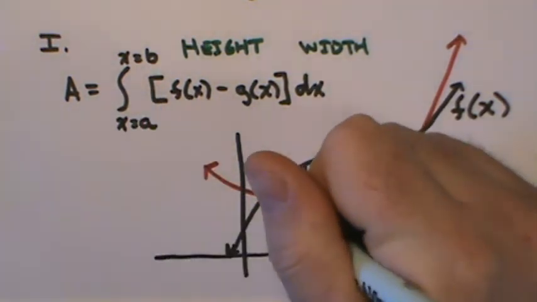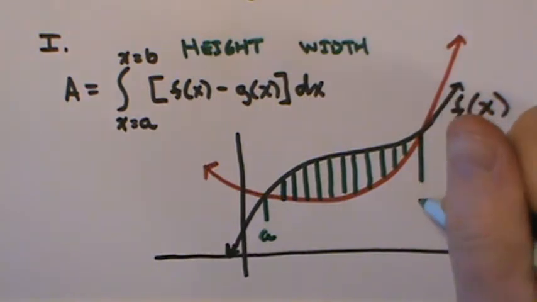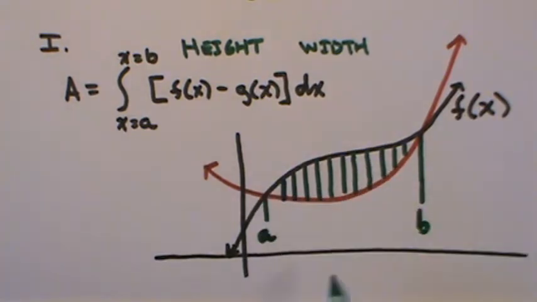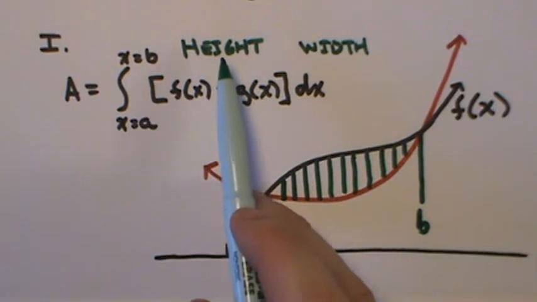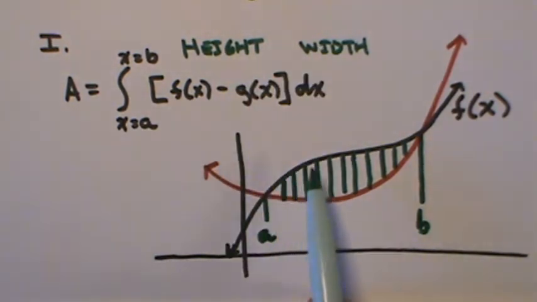So you're starting here at A, and you're ending here at B, where these two things happen to intersect in this drawing. So you go from A to B, and you add all those up, and it was nothing more than adding up a bunch of rectangles, because height times width, rectangle after rectangle after rectangle.